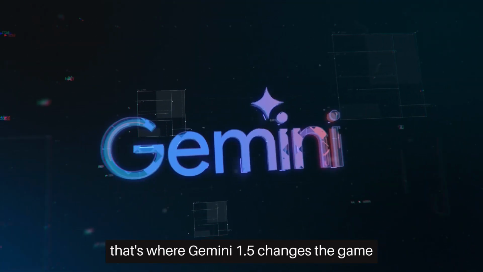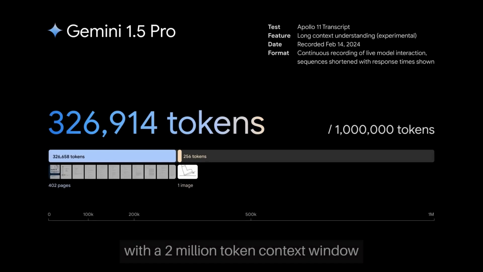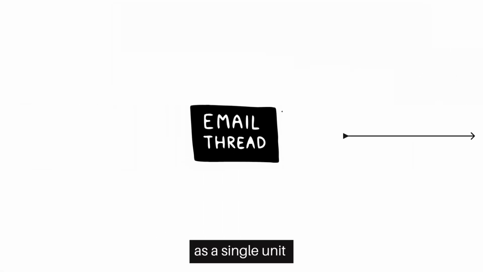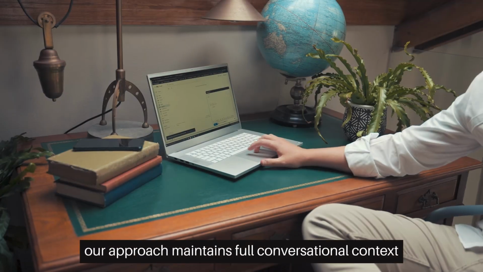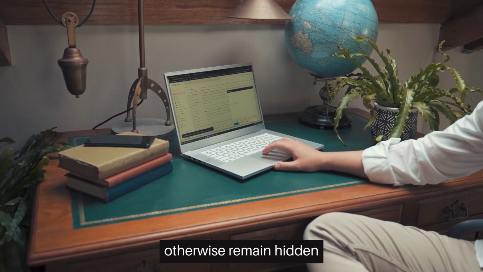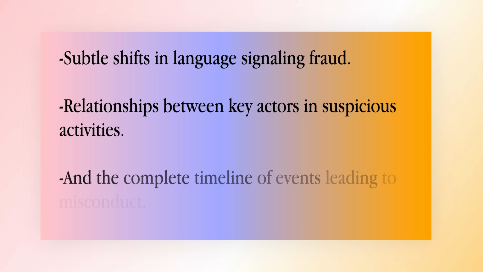That's where Gemini 1.5 changes the game. With a 2 million token context window, it allows us to analyze entire email threads as a single unit. No fragmentation, no lost context. Our approach maintains full conversational context and uncovers patterns that would otherwise remain hidden, such as subtle shifts in language signaling fraud, relationships between key actors and suspicious activities, and the complete timeline of events leading to misconduct.